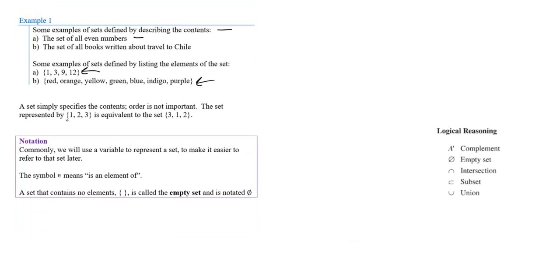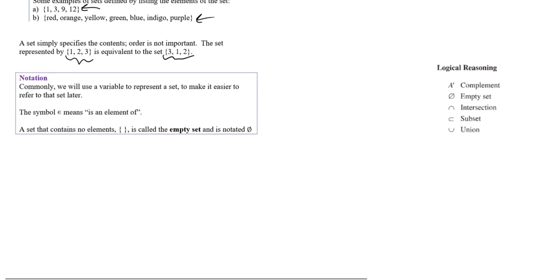It doesn't matter what order you put things in a set. So it could be 1, 2, 3, or it could be 3, 1, 2. It doesn't matter. All those elements are in that set, right? Okay. So some of the notation. We use a symbol. Well, actually, you guys have seen that symbol before. Do you guys know where we use that symbol? It looks like that.